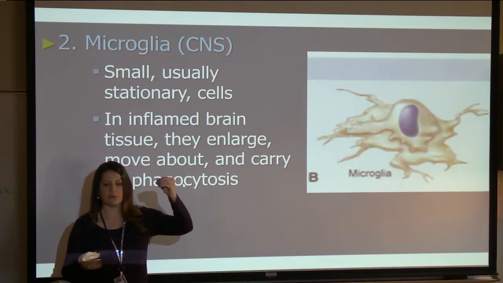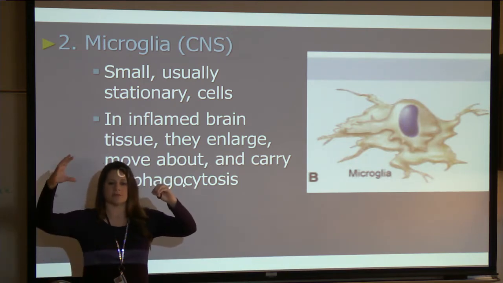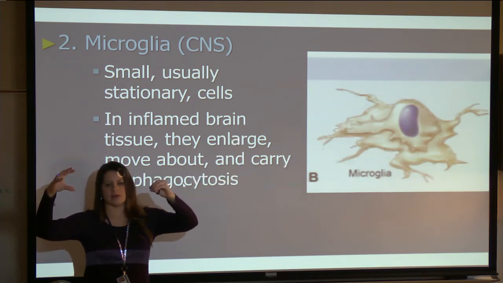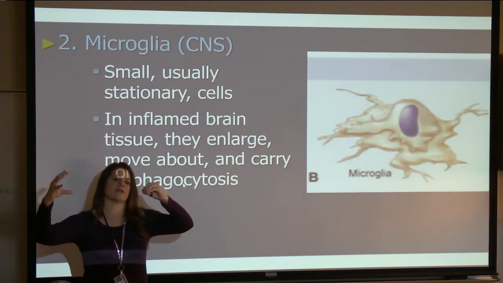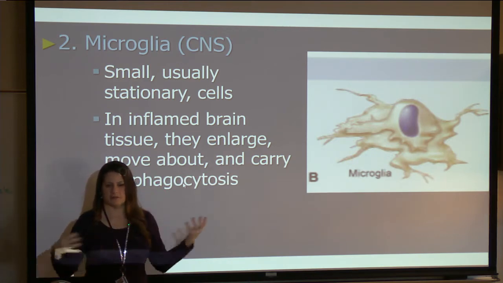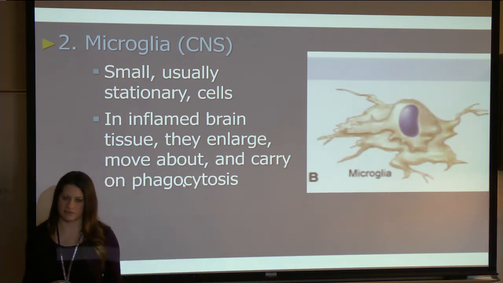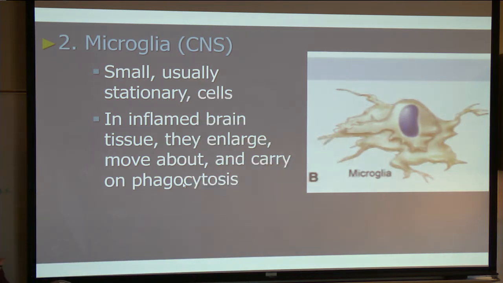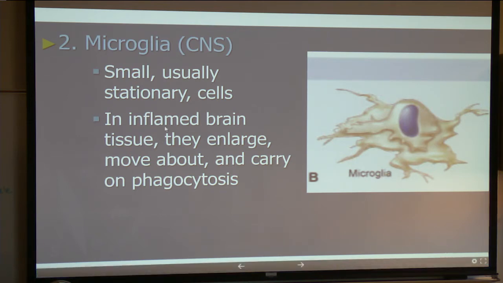So if there is something foreign present, here's the microglia, and what they can do is become active. They can go towards the foreign entity, engulf it, kill it, destroy it, and that's what phagocytosis is. So engulfing and destruction of material. They get bigger and become active when there is inflammation. Otherwise, they're just tiny and they're really not doing much.